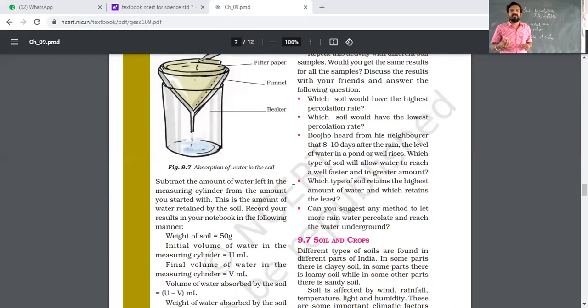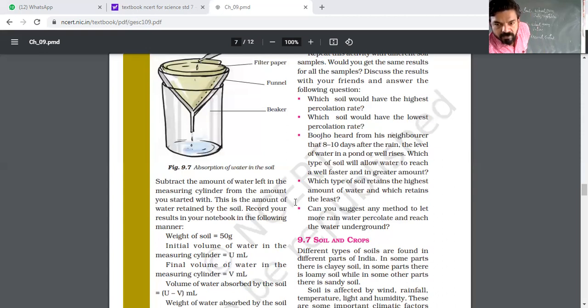The initial volume of water in the measuring cylinder, that is U ml. Why are we finding the U ml? Because we want to make a formula with this process, the calculation. Initial volume, weight of the soil, final volume, then what do you get? The water which is absorbed by the soil, that is U minus V ml.